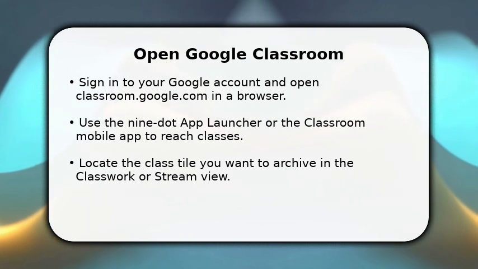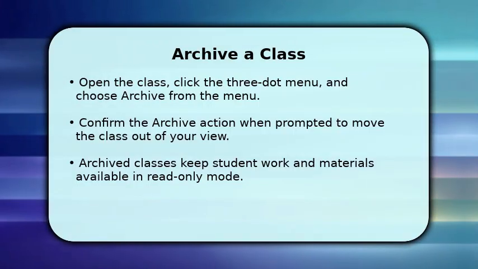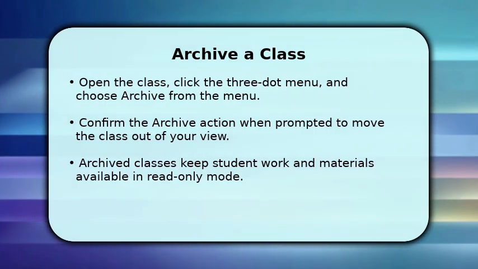Open the class you want to archive and click the 3-dot menu at top. Tap or click Archive from the menu to start the confirmed action. A prompt asks you to confirm archiving before it proceeds. Accept to continue. The class moves to an archived classes list and disappears from your active classes.